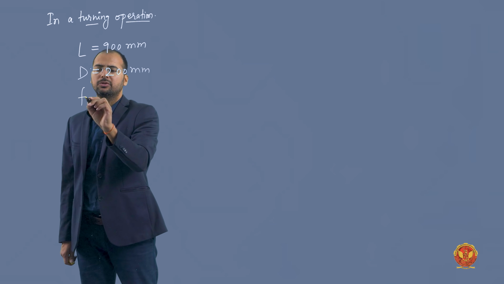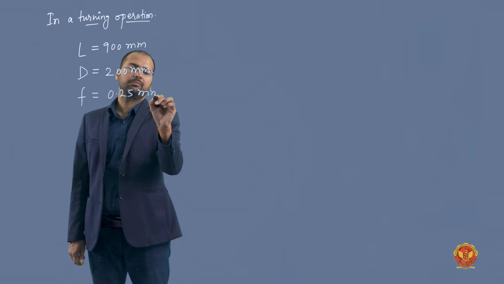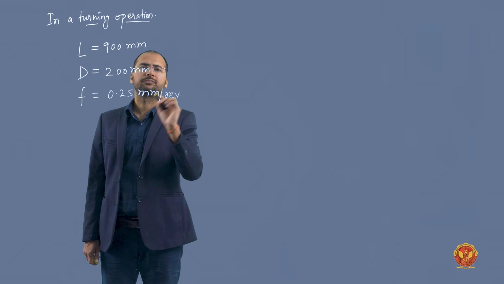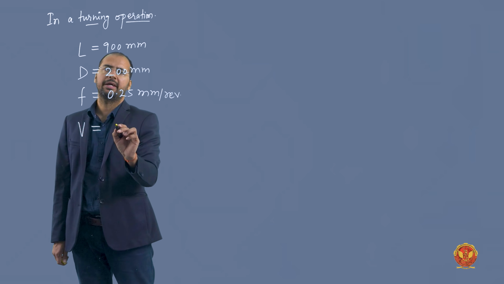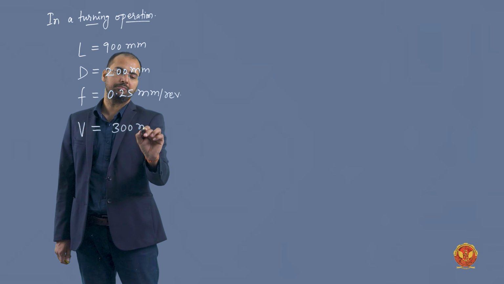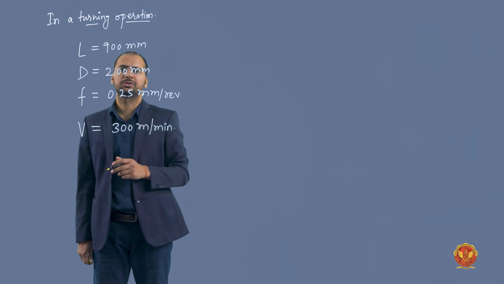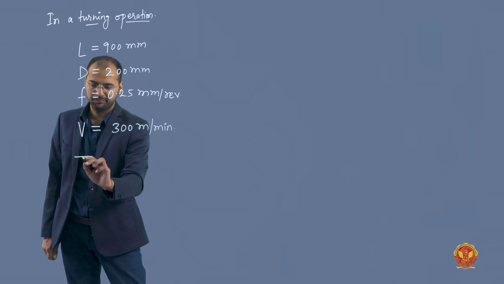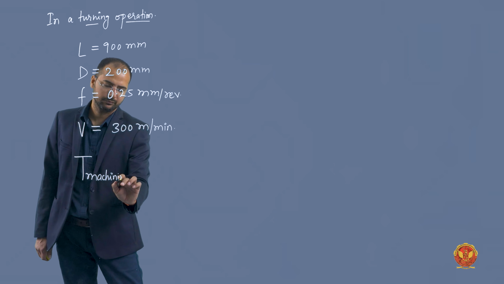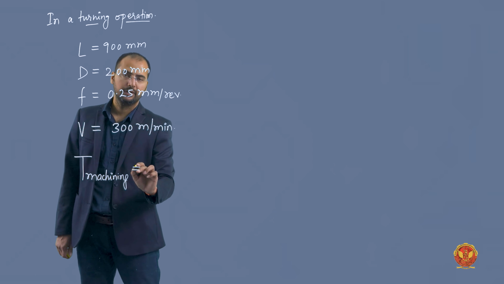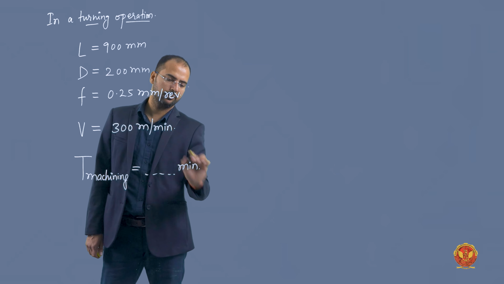And feed rate is also given as 0.25 mm per revolution, and the optimum cutting speed, that is V, is given as 300 meter per minute. And in this question they have asked about the machining time, T machining, in minutes.